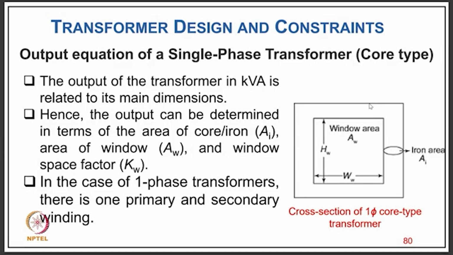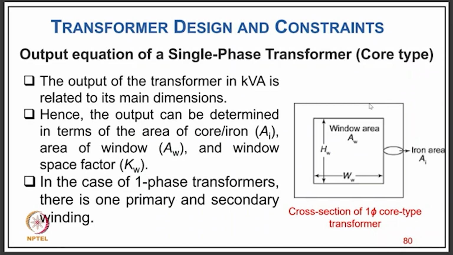Coming to a typical single phase core type transformer for the output equation, as you can see here, we have the core, that is the iron area Ai, and we have a window here with cross sectional area Aw, with height Hw and width Ww. That's the width of the window, height of the window, total area of the window, and cross section area of the core. These dimensions will be used in this output equation.